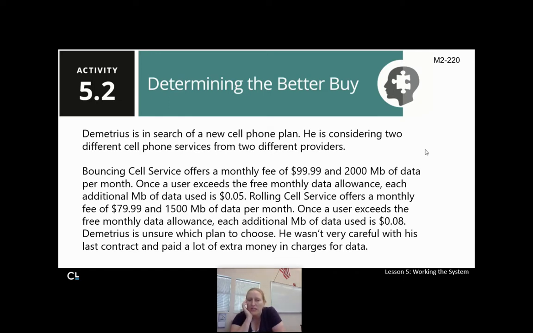Rolling Cell Service offers a monthly fee of $79.99, which is cheaper, and 1,500 megabytes of data per month, which is less, so it's fair. Once a user exceeds the free monthly data allowance, each additional megabyte of data used is 8 cents. Ooh, so if you go over, it's going to cost you a little bit more with Rolling Cell Service. Demetrius is unsure which plan to choose. He wasn't very careful with his last contract, and he paid a lot of extra money in charges for data. So he doesn't want that to happen again.